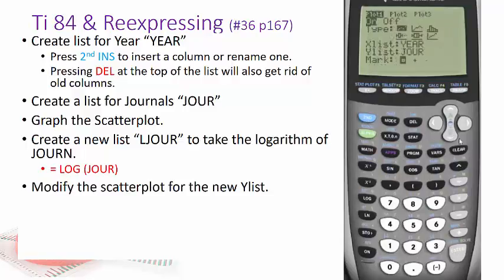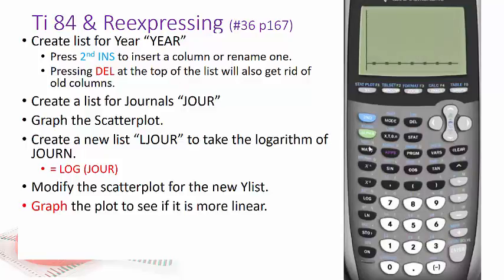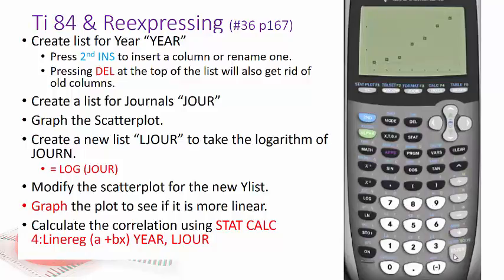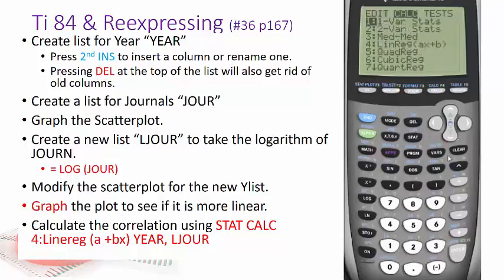Now I modify my new scatter plot. Instead of journal, I'm going to have second list and go to log of journal, enter. Then I should be able to just hit graph to see the new plot. It doesn't look right because I took the log, so everything's smaller. And now you can see it's much more linear. Now, since it looks more linear, I can calculate the correlation.